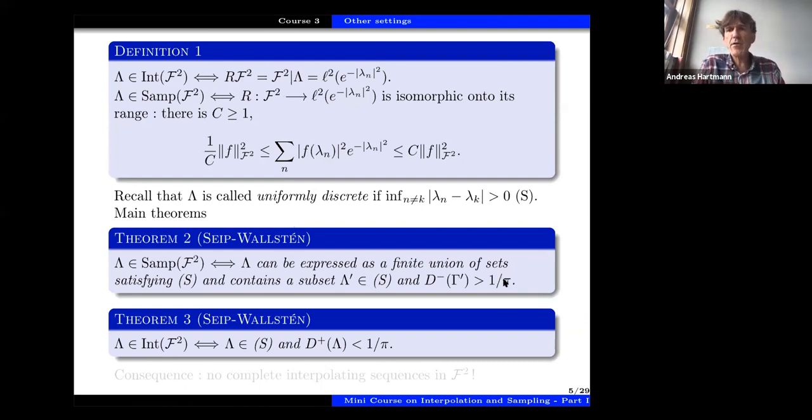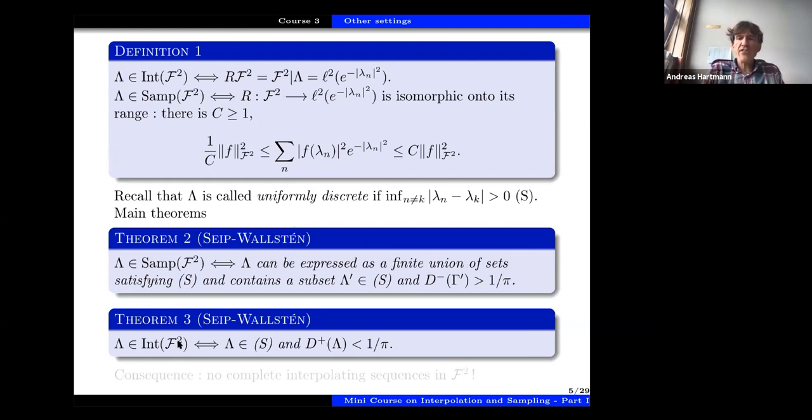And this is reasonable because if you want to sample, it means that you can recover the function from its samples, from its discrete values. So you have to have many points. And so if you don't have enough points in these disks, then you cannot reconstruct the function.